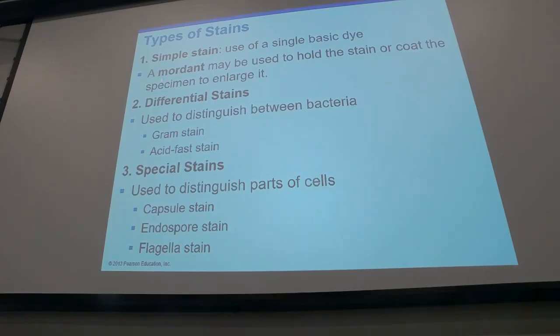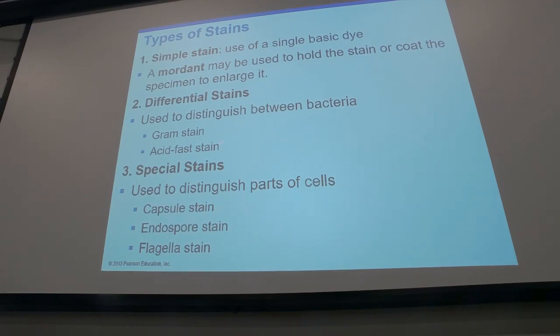In simple stains, sometimes we use, and even in differential stains, we use mordants, which are chemicals that help to retain the dye inside the cells. So it helps to hold the dye inside the cells, or can be used to coat the specimen to enlarge it. That's the use of mordants.